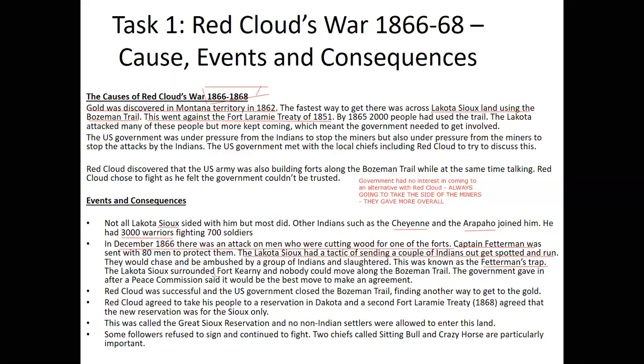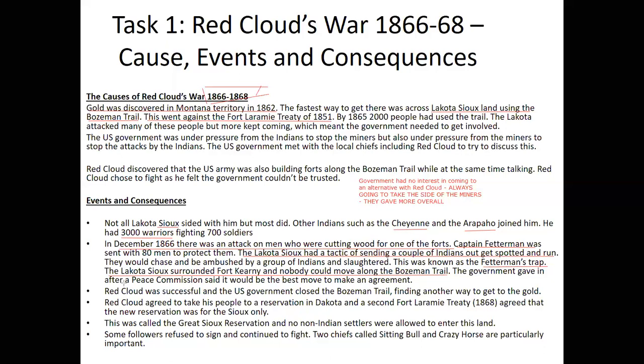The Lakota Sioux surrounded Fort Kearny and nobody could move along the Bozeman Trail. So when this occurred, the Lakota Sioux basically stopped anyone from travelling on the Bozeman Trail. They had full control over the fort that the government built, and nobody could get across the trail. The government now had a decision to make. Do they just try and work it out with them, or do they fight? And the government actually gave in.